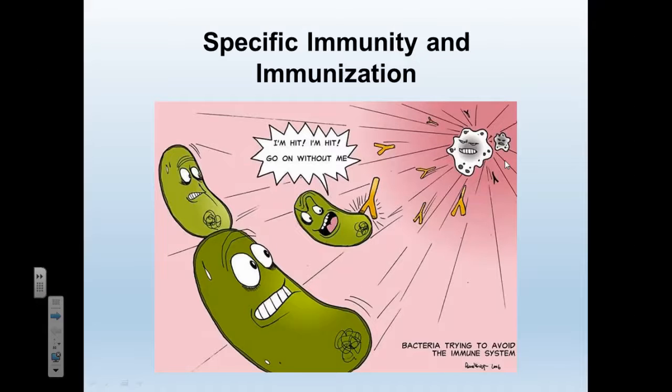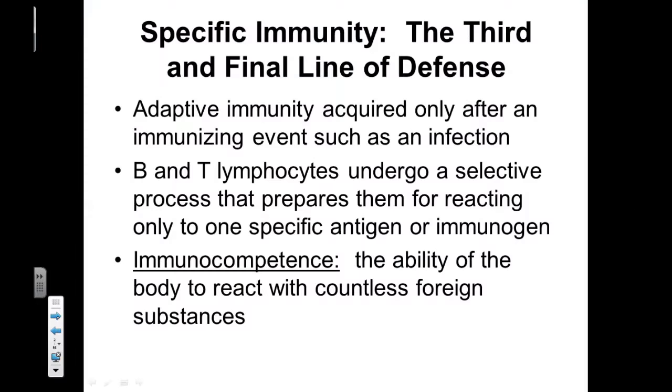Hi class, let's focus on our third line of defense, the specific immunity or adaptive immune system. This chapter is a meaty chapter. We're going to break it up and focus on specific components of our third line of defense for our immune system. So without further ado, let's get started.